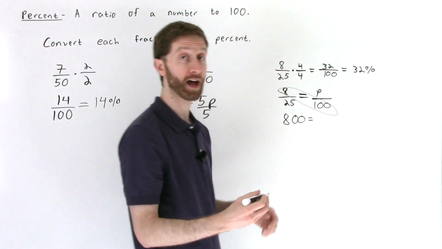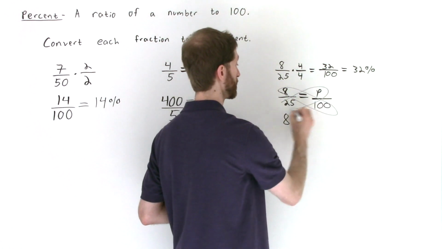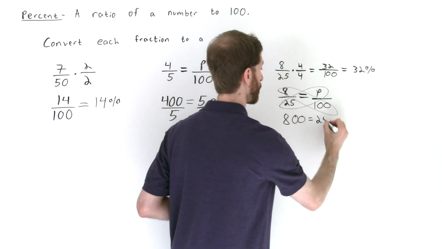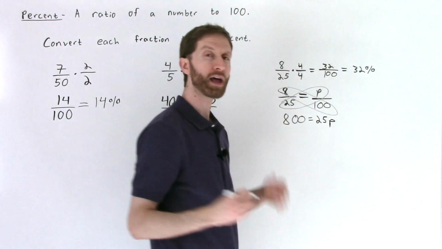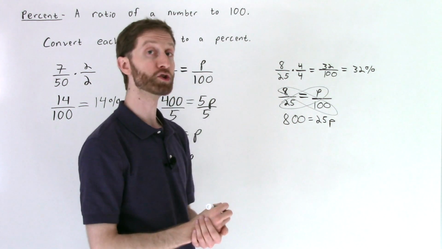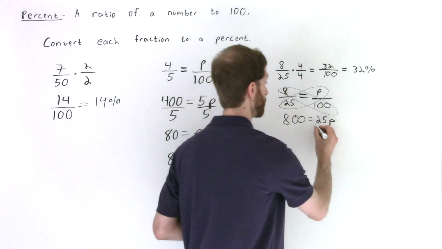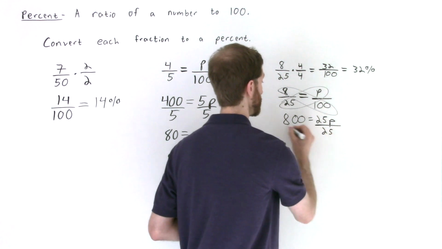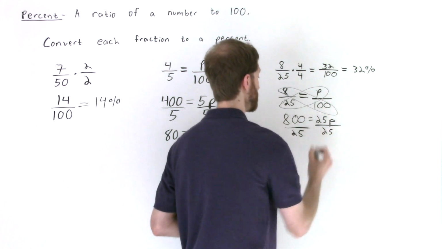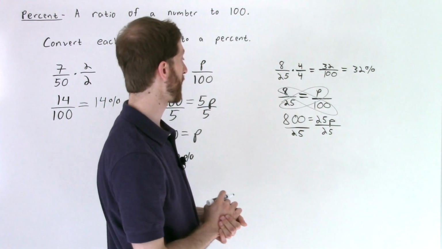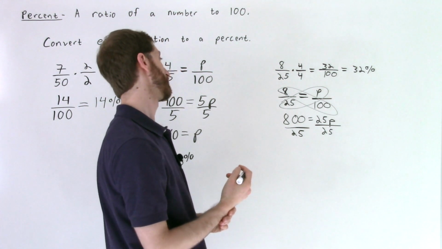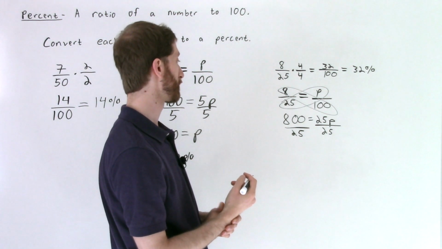And then 25 times P, like so. 25 times P is just 25P. What I have left is an equation to solve. We're going to undo multiplication by 25 by dividing by 25, so I divide by 25 on both sides. And that is going to give me a value of, let's see, I believe 32.